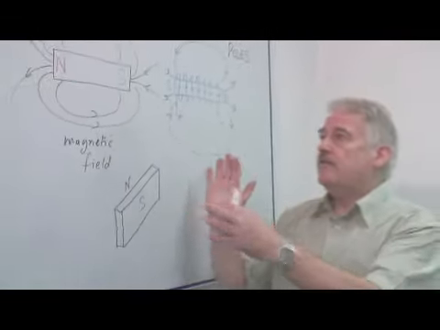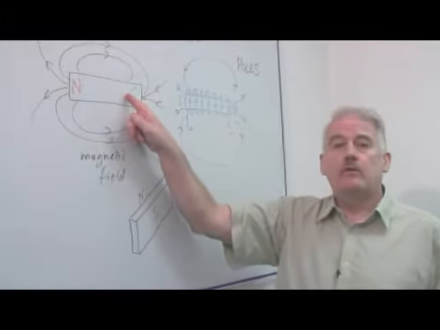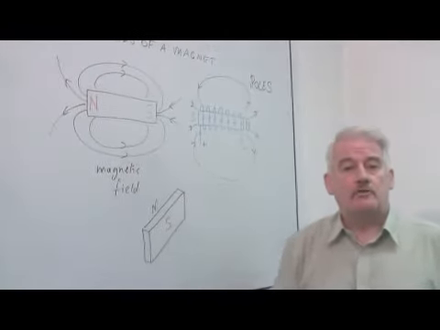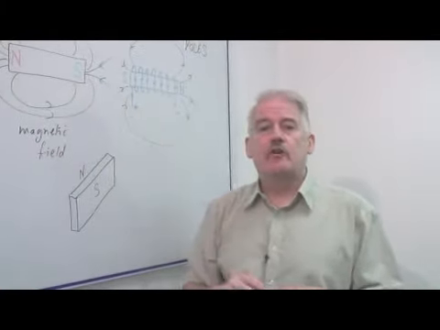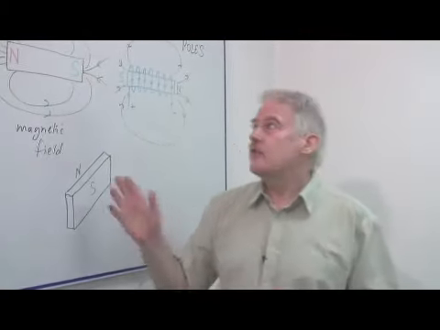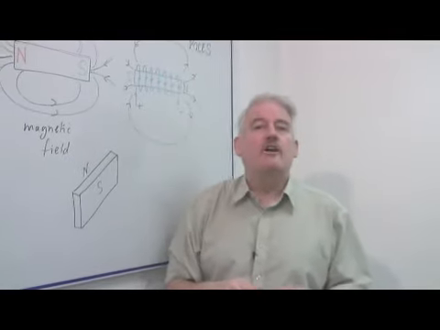We have a magnetic field, and we have poles on the magnet described as a north pole and a south pole. And the magnetic field lines go from north to south. So that is how we describe the ends of a magnet.